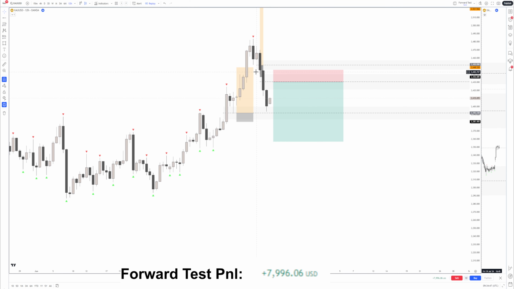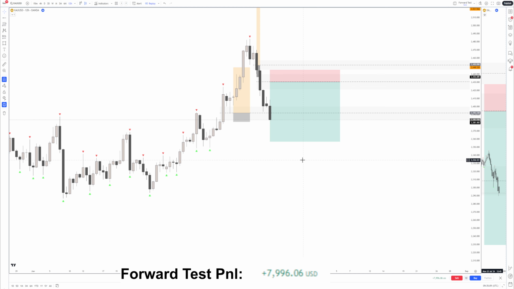Okay, we've created our fair value gap because we need to have 3 consecutive candles with an imbalance in the middle, which we have got. And now we're just going to see if the next candles on the 12-hour push into this fair value gap. Let's see what happens. Okay, it doesn't push in. That's fine, not yet.